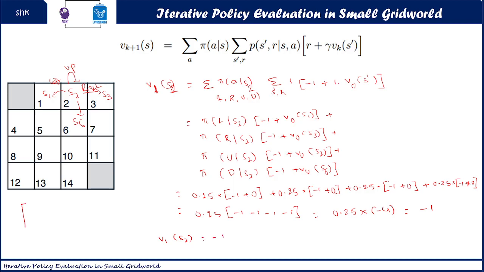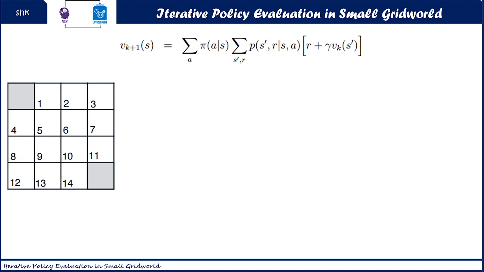So here I'll take the state table values. The terminal states are always 0. Previously, we have calculated S1 as -1, S2 also -1. Now we have to evaluate the remaining states also. Now we will move to the next state, that is S3.